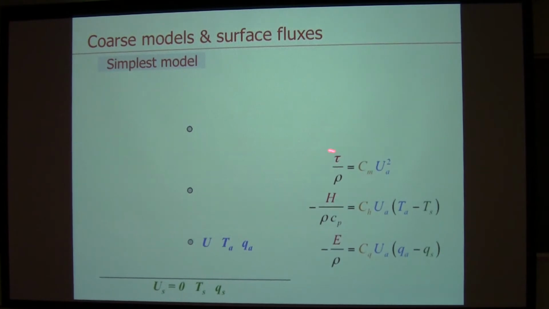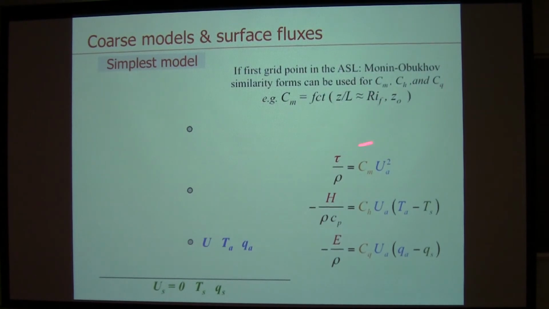We're basically saying that the surface stress tau is related to the squared velocity, and one of the parameters that enter here is the transfer coefficient for momentum, Cm. And the same thing for heat, we have a heat transfer coefficient and a humidity transfer coefficient. If your first grid point is in the atmospheric surface layer, if you believe Monin-Obukhov similarity, you could use it to give you Cm, Ch and Cq. So if you write the Monin-Obukhov flux profile relationships, you can find a direct correspondence between Cm and the parameters of Monin-Obukhov, including z0 and z over L, which is about the flux Richardson number.